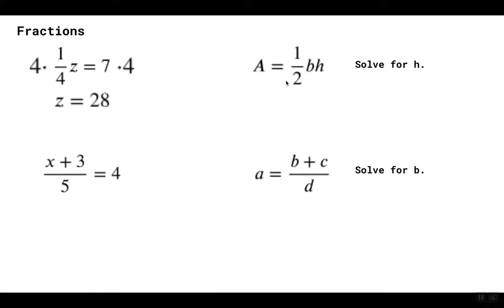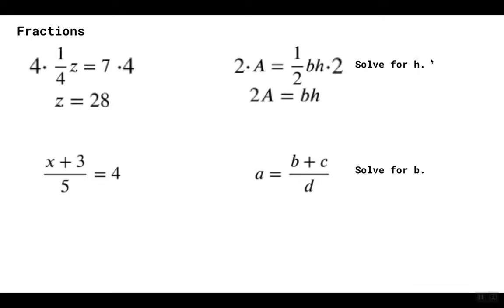Well, here's a familiar formula. Area equals 1/2 base times height, area of a triangle, right? Well, I need to get rid of this 1/2 first. So to get rid of the 1/2, I'm going to multiply both sides by the reciprocal. So I'm going to multiply the right by 2 and the left by 2. This 2 and this 2 will simplify. They become 1. I'm left with BH equals 2 times A.